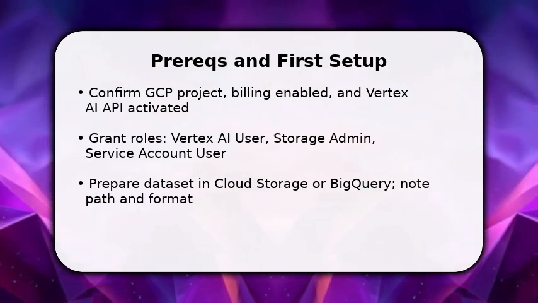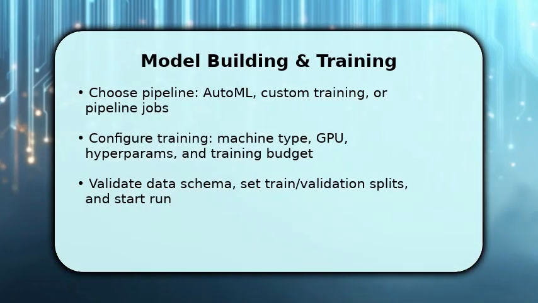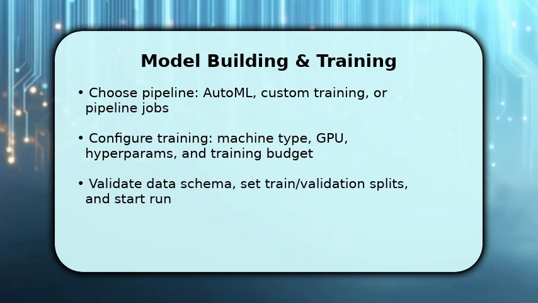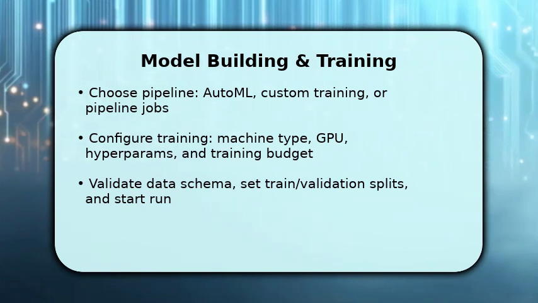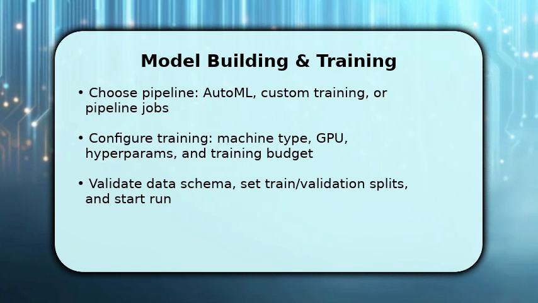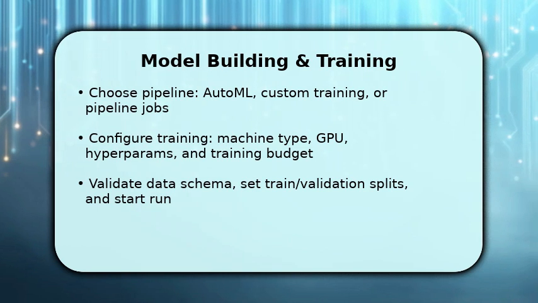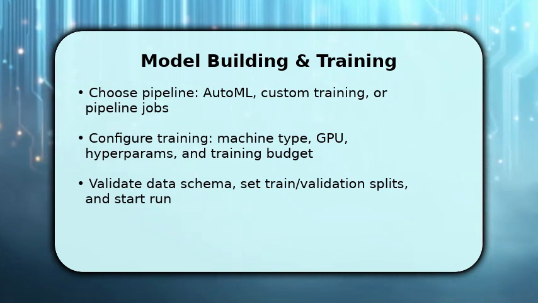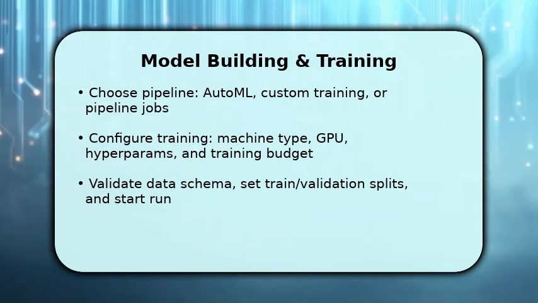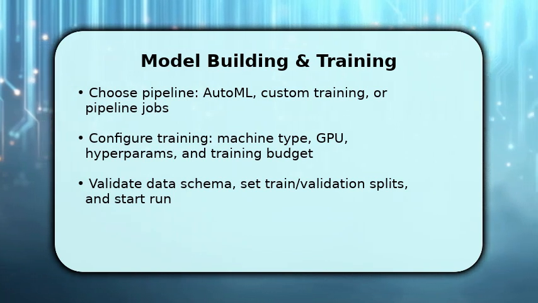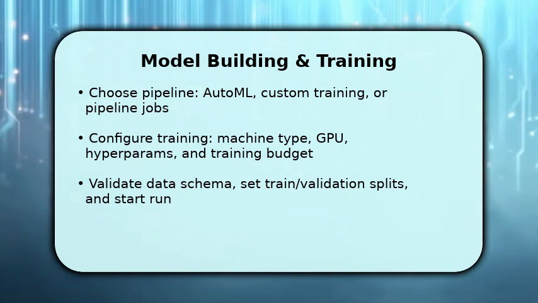You now pick the right modeling path: AutoML for speed, custom training for control, or a pipeline for reproducible steps. Configure compute, CPU versus GPU, machine type, and budget because costs scale quickly. Then map your data schema and define train/validation/test splits. This prevents overfitting and enables honest metrics.